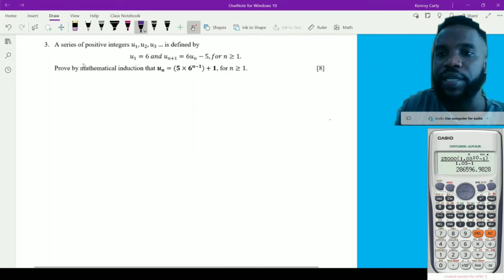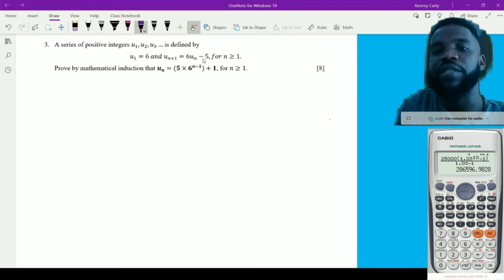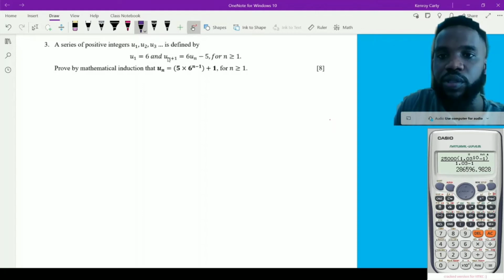Alright, we move into question 3, and it says a series of positive terms u1, u2, u3 is defined by u1 equal to 6, u(n+1) equals 6un minus 5 for n greater than or equal to 1. Prove by induction that un is equal to 5 times 6 to the n minus 1 plus 1.